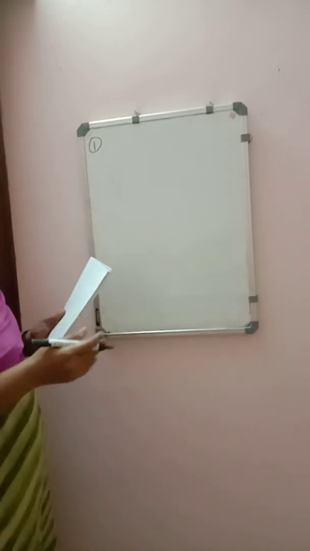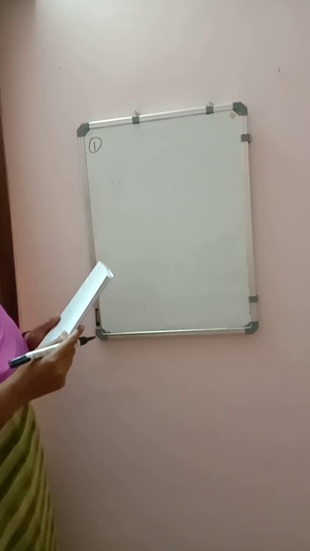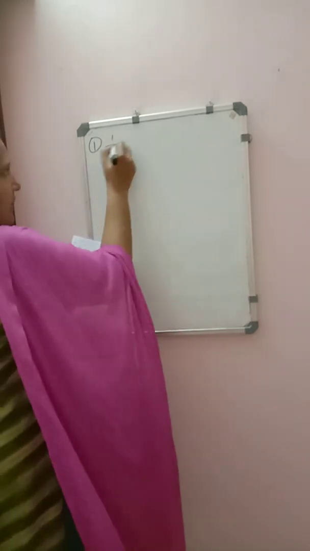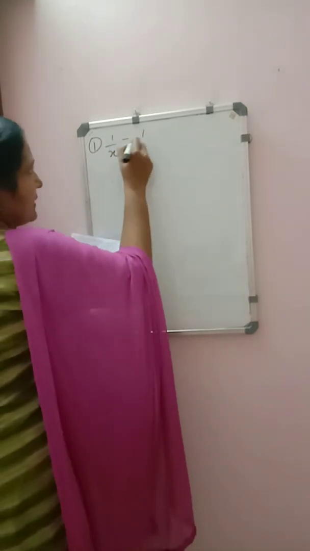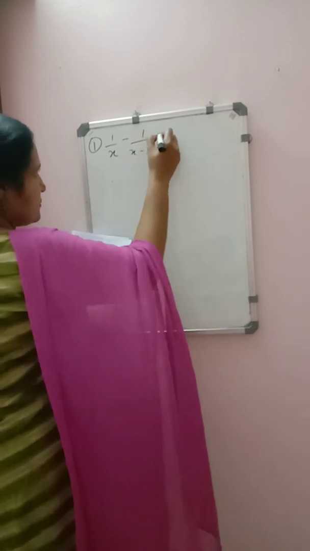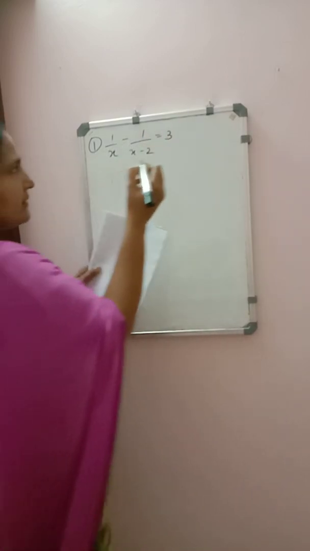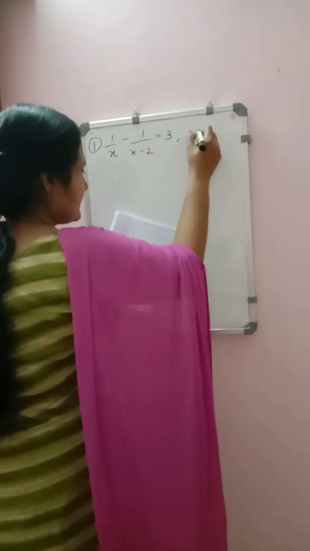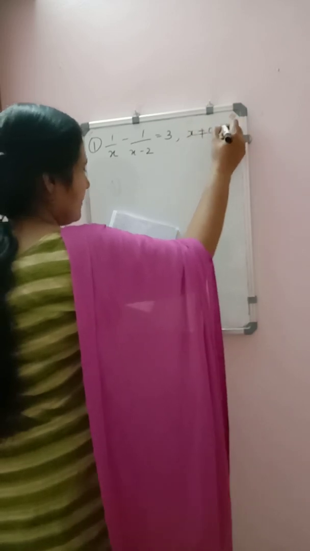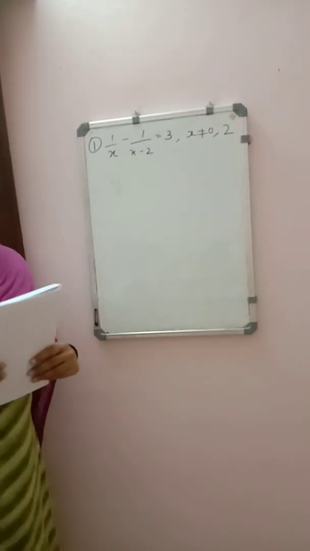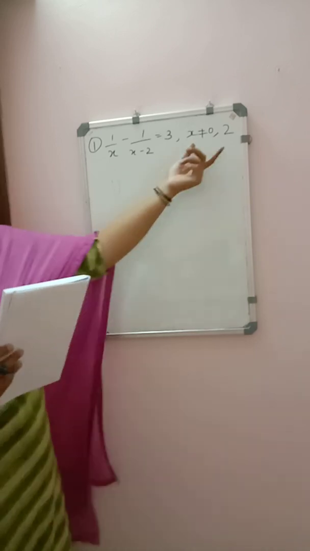Question is, solve the following equations. First question, 1 by x minus 1 by x minus 2 equal to 3. And the condition given is x not equal to 0, 2.